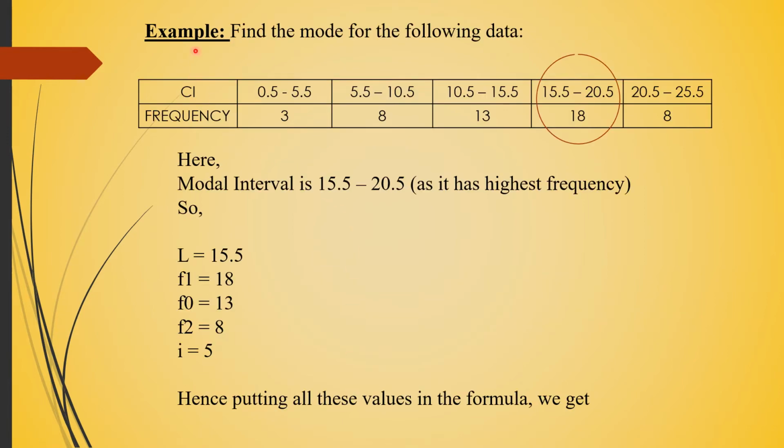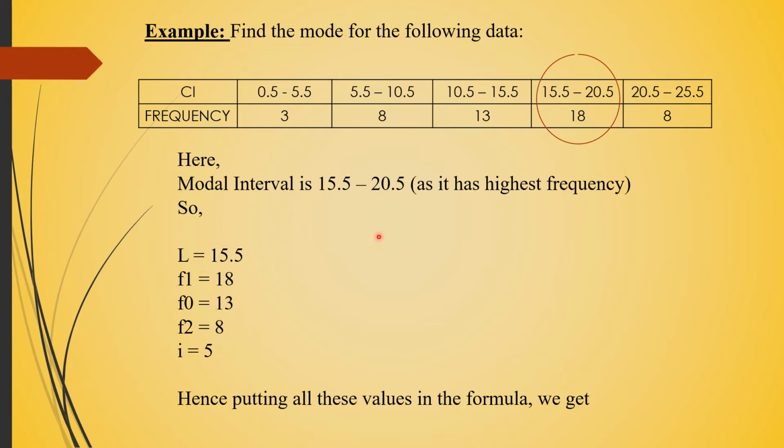Here an example is given to us. Find the mode for the following data. For class intervals 0.5 to 5.5, 5.5 to 10.5, 10.5 to 15.5, 15.5 to 20.5 and 20.5 to 25.5, we have been given their corresponding frequencies. So here we can see that the highest frequency is 18. So the corresponding class interval is 15.5 to 20.5, and this becomes our modal interval. So L is equal to 15.5.